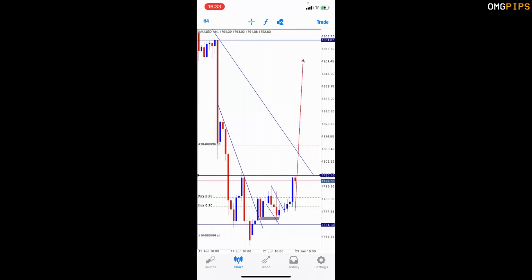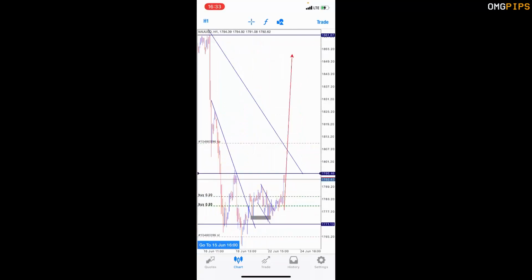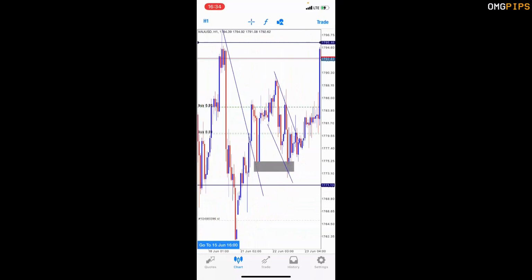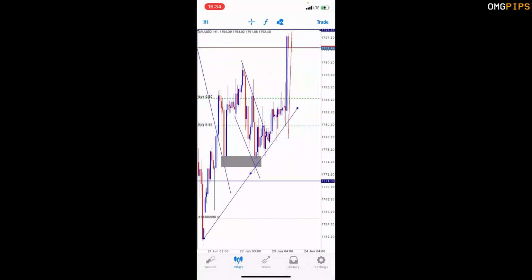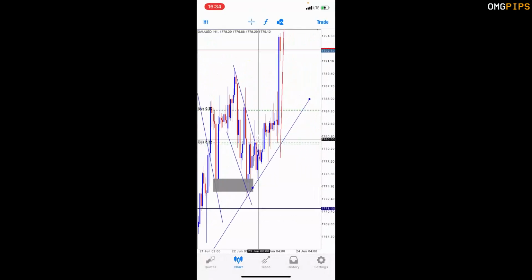And then if you zoom in on an hourly chart, you're going to spot that there was also a structure over this area that built up as a bullish type of momentum. That's the reason why, when it reached this bottom, it actually bought.